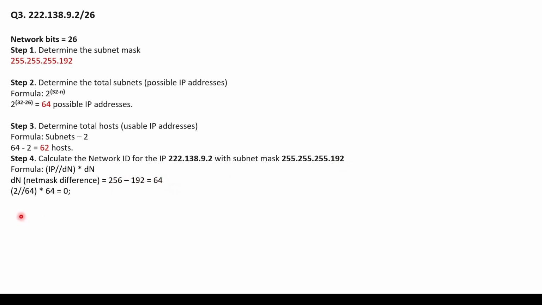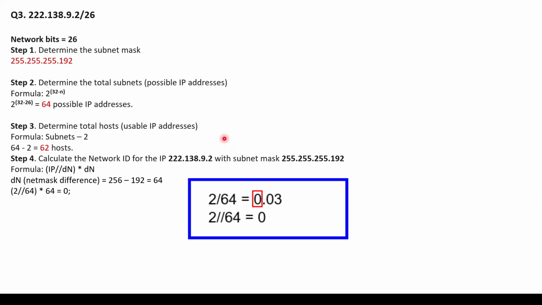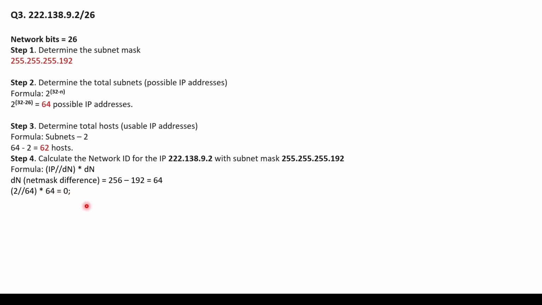Now, putting that into our formula, the integer division of 2 by 64, because our IP address is 2 at the octet of interest, divided by delta n, which is 256 minus 192. 2 divided by 64, we get 0 remainder. We are not interested in what is remaining, so we pick that 0. So we do 0 multiplied by 64, which is equal to 0. Therefore, our network ID is 222.138.9.0. All right.